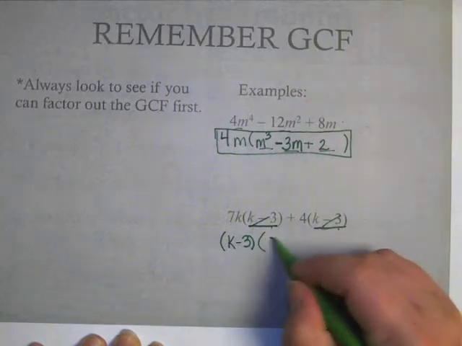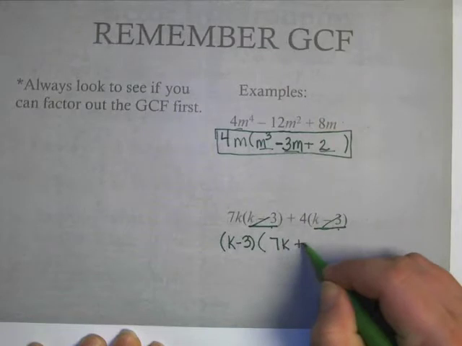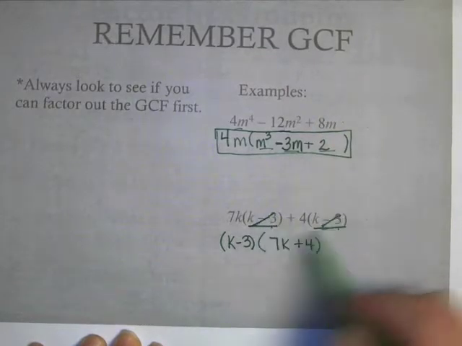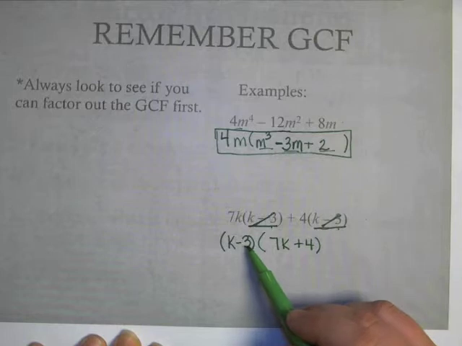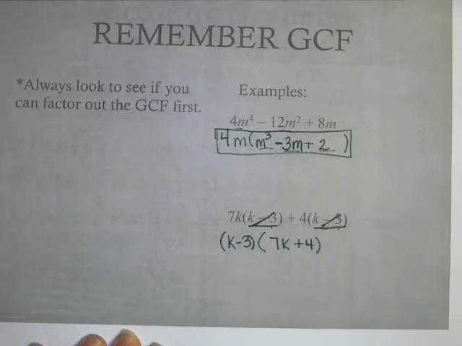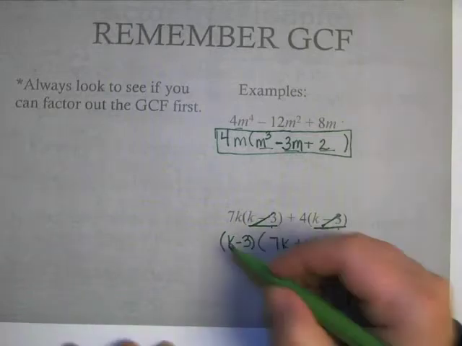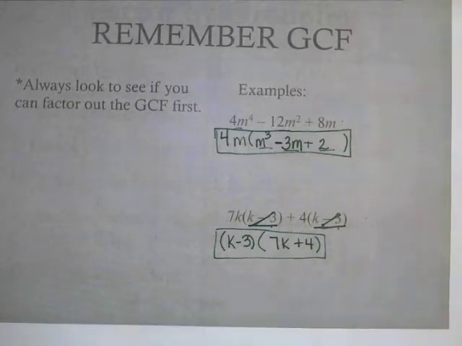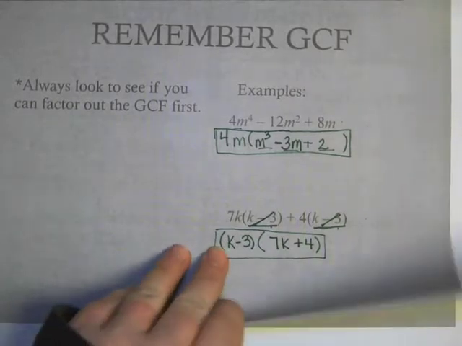And then what do we have left over? We have 7k plus 4 left over on the outside. So we took out the k minus 3s, pulled that out in front with our GCF, and then we have what's left over, 7k plus 4. So this would be our answer. This is kind of like what we're going to do today. You'll see that in just a second.